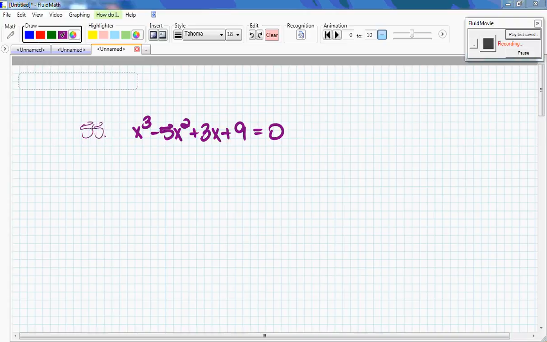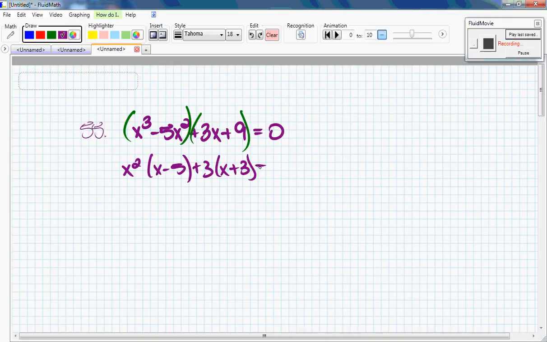To solve question 55, we have 4 terms, so we would probably first try to group and then pull out the GCF of each group. We can pull out an x squared, we're left with x minus 5. We can pull out a 3, and we're left with x plus 3, and very quickly realize that these binomials are not identical, which means we can't factor using grouping.